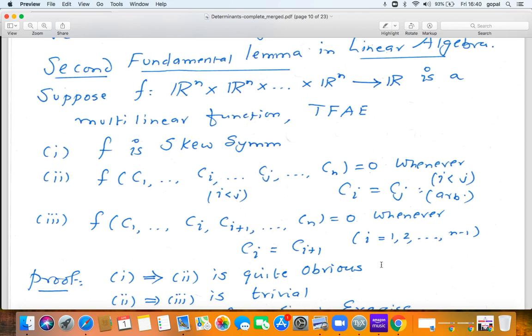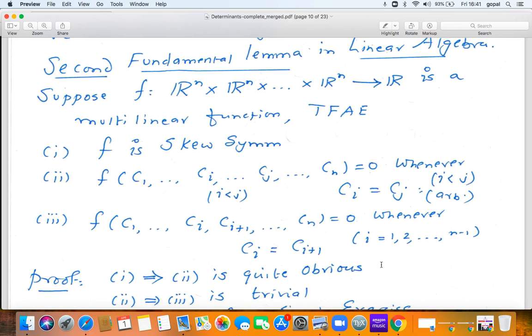F is skew symmetric. Second, F of C1, ..., Cn is 0 if two of the slots are equal, that is, if I put the same thing in the ith slot and the jth slot, then the value of the function is 0. The third condition is that if I put the same input into adjacent slots, say Ci and Ci plus 1 are identical, then the value of the function is 0. These three conditions are equivalent.